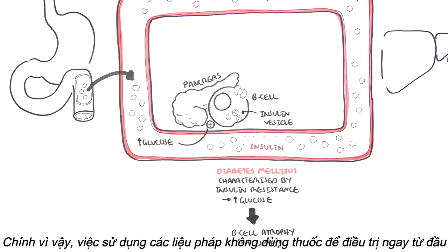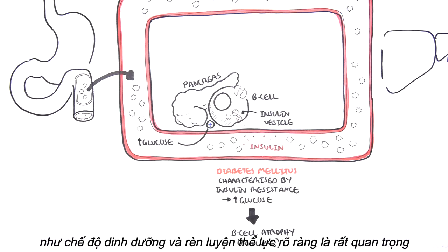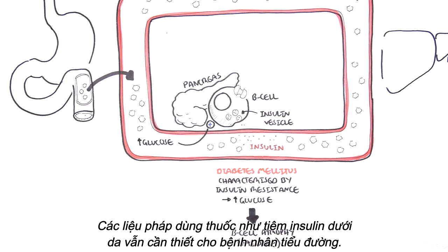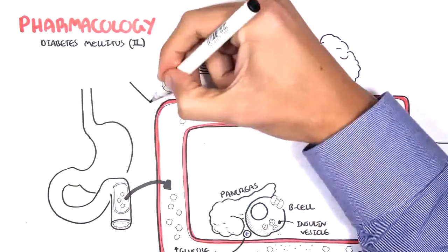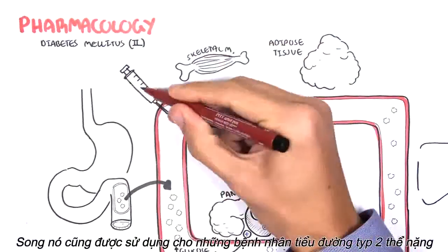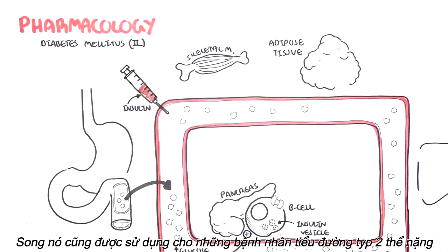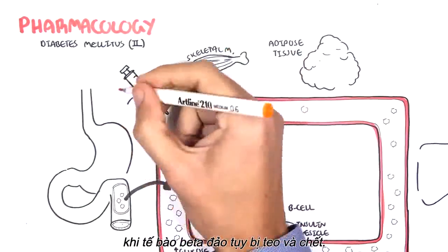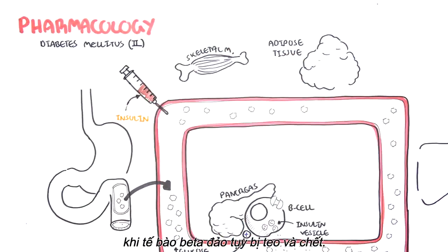And because of this, it is important to treat patients with diabetes. Obviously, initially with non-pharmaceutical interventions such as diet and exercise. But medications are useful for patients with diabetes and include insulin subcutaneous injections. But these are typically seen for patients with type 1 diabetes, but can also be seen in some patients with serious type 2 when there is B cell atrophy and death.